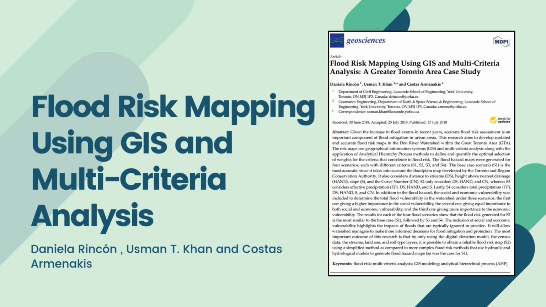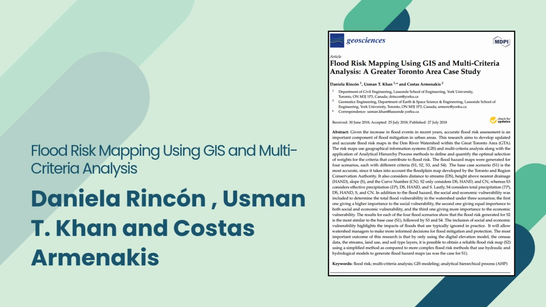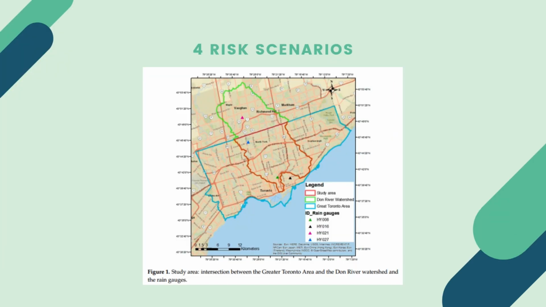This article, published in 2018, was written by Dr. Daniela Rincón and Dr. Usman T from the Department of Civil Engineering, Lassonde School of Engineering, York University, Toronto, and by Dr. Costas Armenakis from Geomatics Engineering, Department of Earth and Space Science and Engineering, Lassonde School of Engineering, York University, Toronto as well. The article focuses on the analysis of 4 risk scenarios using different variables for a study area located at the intersection between the Greater Toronto Area and the Don River watershed, along with the rain gauges.